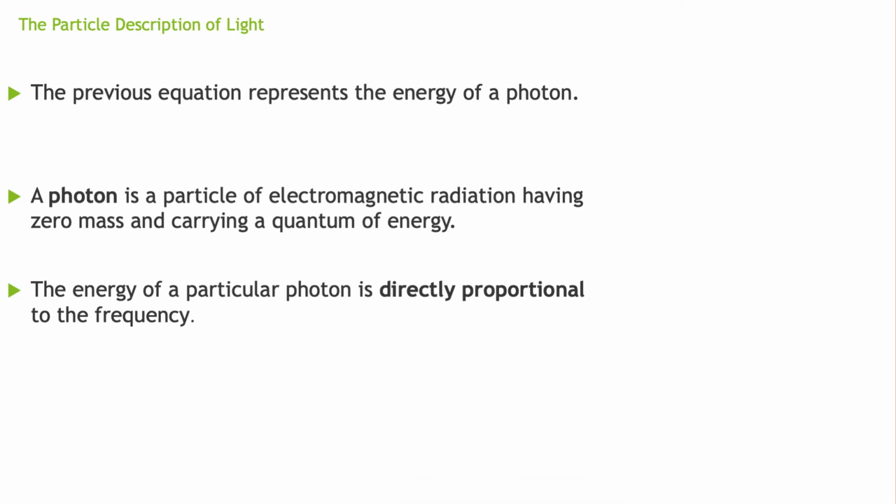Okay, so the particle description of light. The previous equation represents the energy of a photon. A photon is a particle of electromagnetic radiation having zero mass and carrying a quantum of energy. The energy of a particular photon is directly proportional to the frequency. In the equation we used before, c equals lambda nu, wavelength and frequency are inversely proportional.